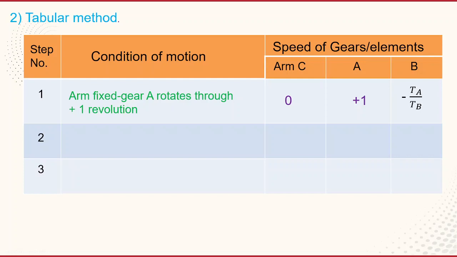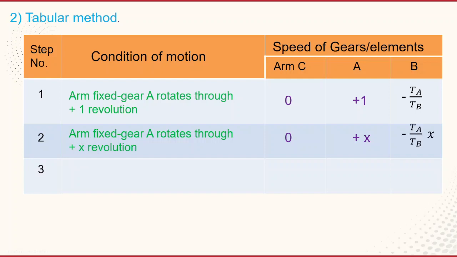Minus TA by TB. Next, second condition: arm fixed and gear A rotates through plus x revolutions. In the earlier first condition it was plus 1 revolution, now we take x revolutions. So the arm is fixed, so the arm is 0, and gear A rotates through plus x revolutions instead of plus 1. If A is x revolutions, the speed of gear B is minus TA by TB into x.